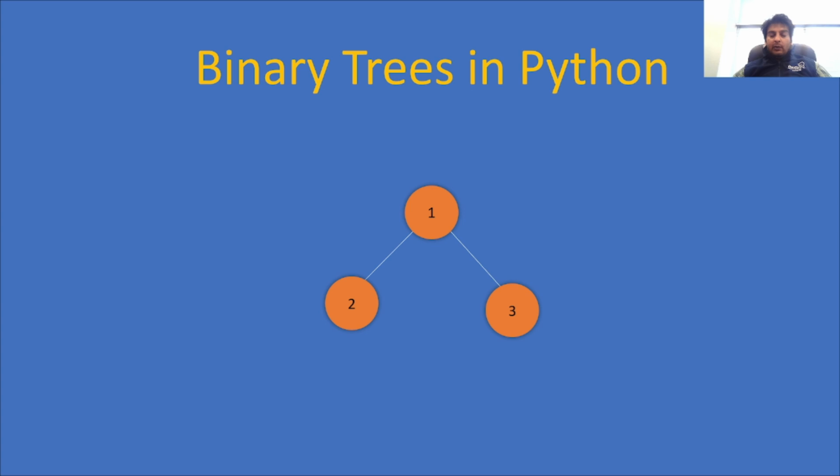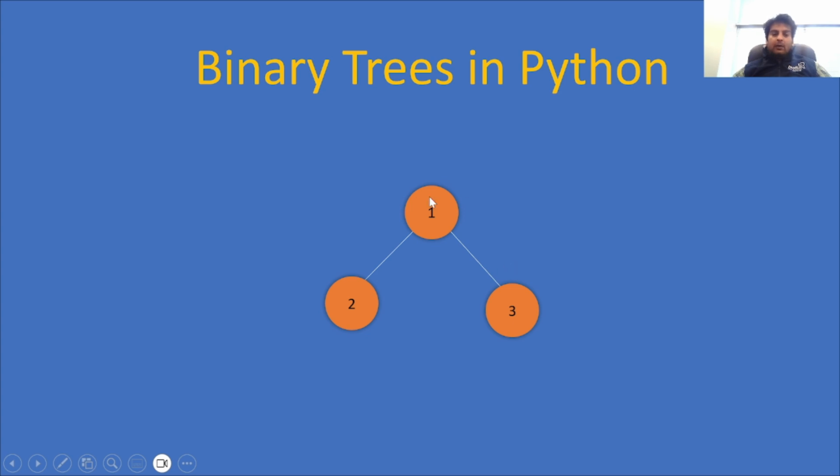And in today's class, we'll learn about binary trees in Python. So, till now, you would have learned about linear data structures like arrays, linked lists, stack, and queue. Now, along with linear data structures, you also have something called hierarchical data structures, and binary tree is one of them. And this is how a binary tree looks like.